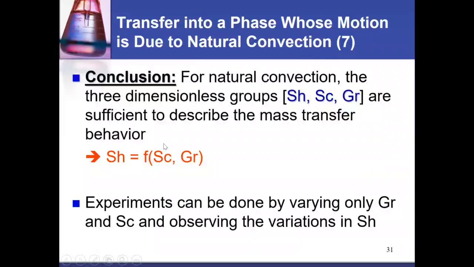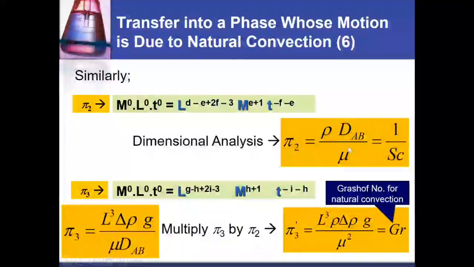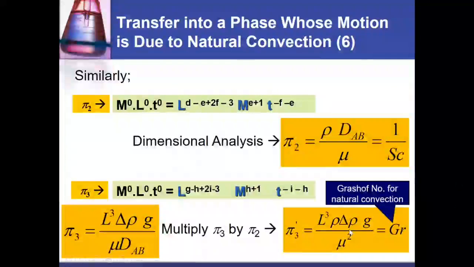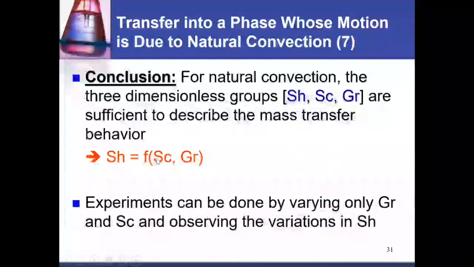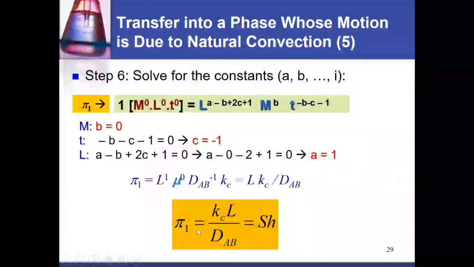If you go to the lab and vary the Schmidt number by varying its parameters, for example, the parameters of the Schmidt number are rho, DAB, and mu. If you vary one of these, you vary the Schmidt number. And here, if you vary L or the density or mu, you vary the Grashof number. So you go to the lab and vary the Schmidt number and Grashof number, and record the values for the Sherwood number, and then you will establish a correlation that you can use later on to calculate the Sherwood number under natural convection. And from the Sherwood number, you can obtain the convective mass transfer coefficient.